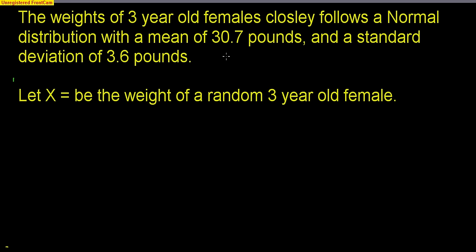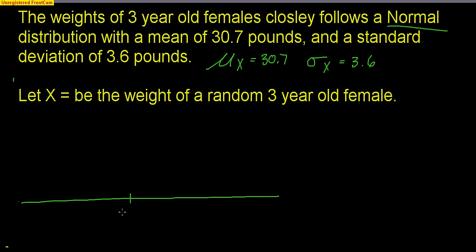So I'm already giving you the expected value, right? What do you expect a 3-year-old to weigh? Well, 30.7 pounds, but that number might deviate a little bit, and that's the standard deviation, 3.6. Now, it does say it follows a normal model, so if I think about a random 3-year-old girl, I say, okay, well, what could she weigh? Well, I'm going to put 30.7 smack dab in the middle because I know when it comes to this normal model, that's a very bad normal model, I'm sorry. But you get the idea that right smack dab in the middle goes the mean.